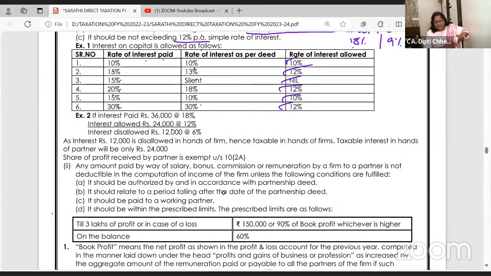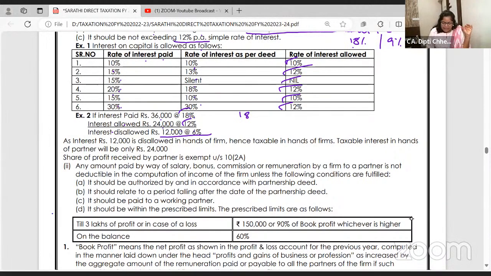Now comes the presentation. How to do the presentation for interest on capital? See, if interest paid is 36,000 at 18%, and interest allowed is 12%. 18% interest is 36,000, so how much will 12% be? 24,000. So how much will be disallowed? 12,000. That will be added back.